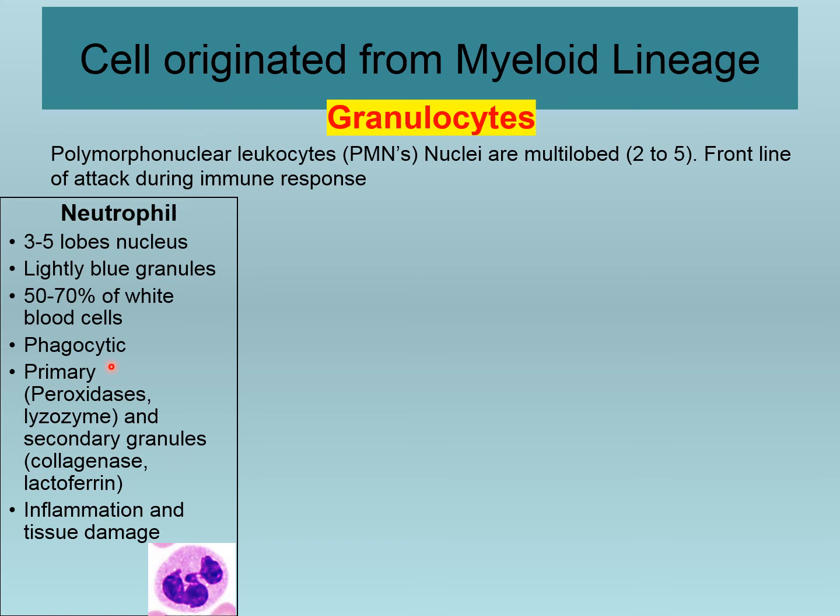These neutrophils have granules which are classified as primary or secondary granules. The primary granules have peroxidases, lysozyme, or other hydrolytic enzymes in them. The secondary granules are relatively smaller in size and store collagenase and lactoferrin. Together, these granules help in the digestion of the endocytosed microbe.